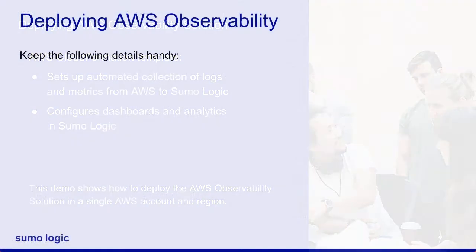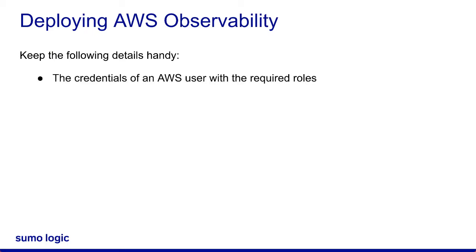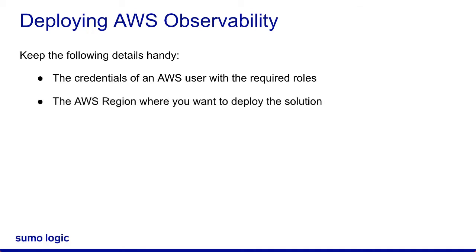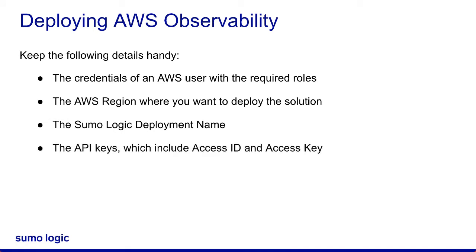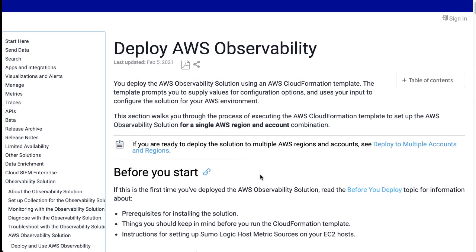You will also need these details handy: the credentials of a user with the required roles of your AWS Management Console, the AWS region where you want to deploy the solution, the Sumo Logic deployment name, the API keys, which include the access ID and access key for the Sumo Logic user with the appropriate roles, and the Sumo Logic organization ID. Where can I get these details? You'll find them in the Sumo Logic user interface. See the documentation for more details.